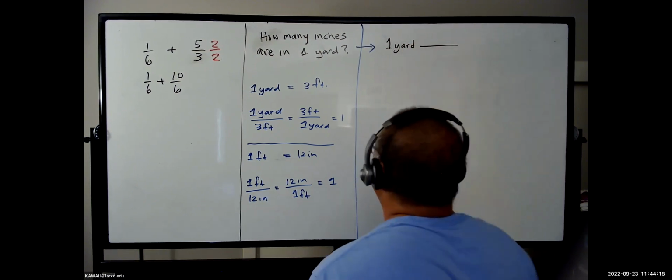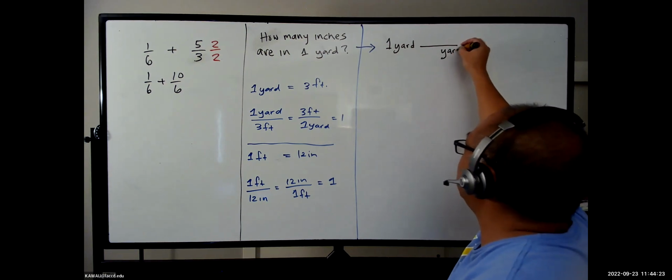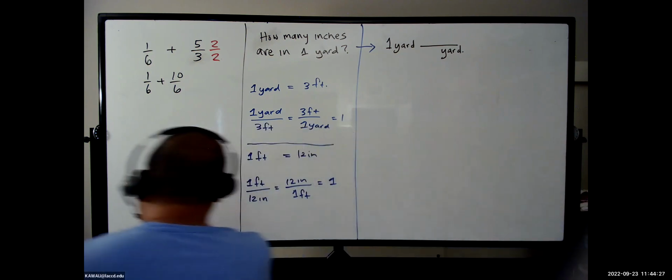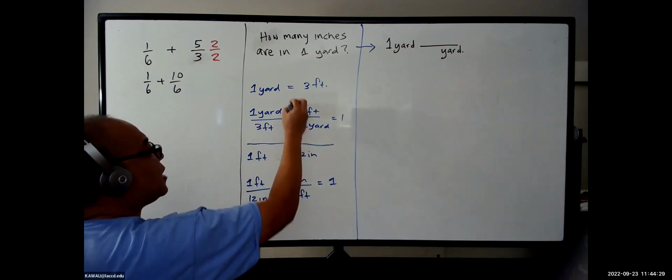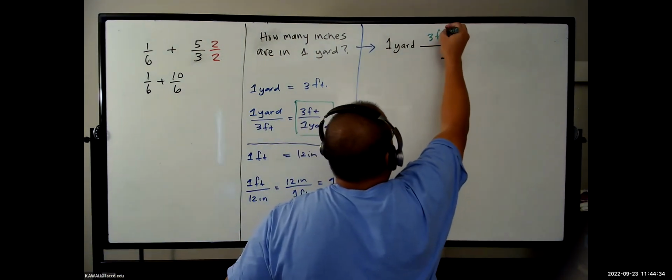Now, I need to convert this to something that has yards in the denominator. So when I look at what I have over here, this one over here has yards in the denominator, because I got 36 inches.